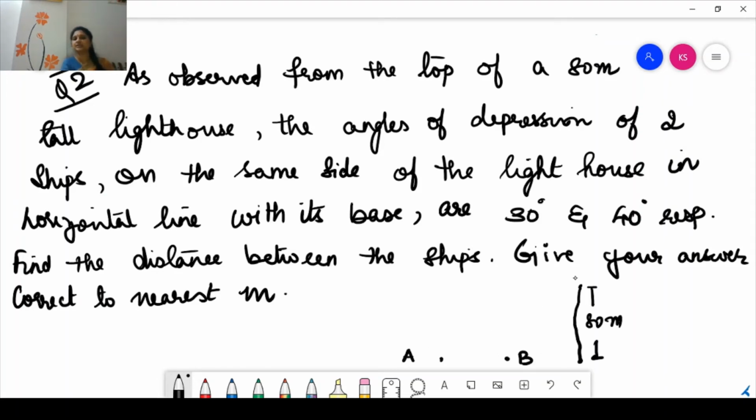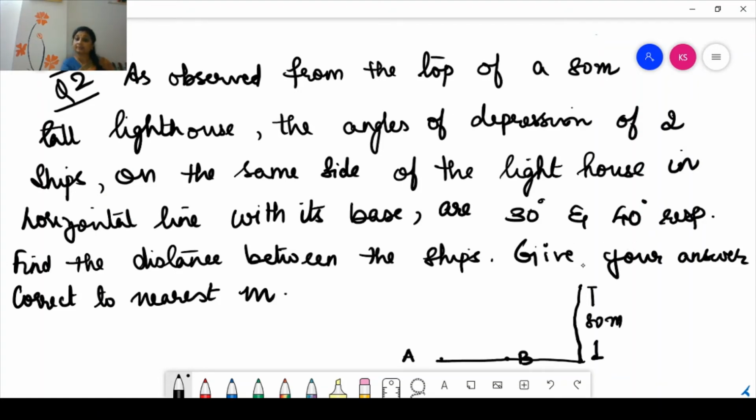If it's the opposite side, then you have to place the other one on the other side. Okay, on the same side of the lighthouse in horizontal line with its base. So it means that all three are on the same horizontal line: the base of the lighthouse and the two ships, at 30 and 40 degrees respectively.